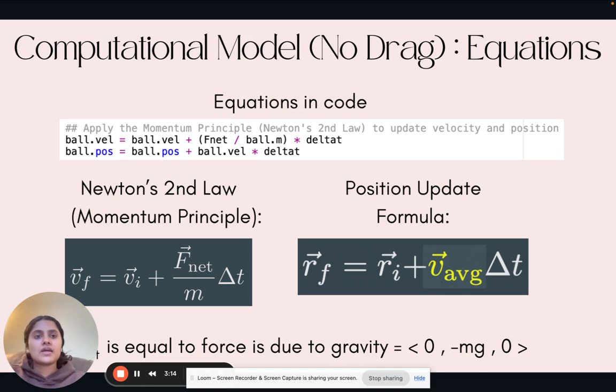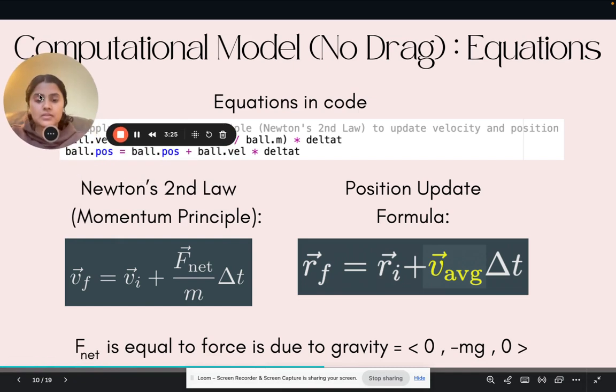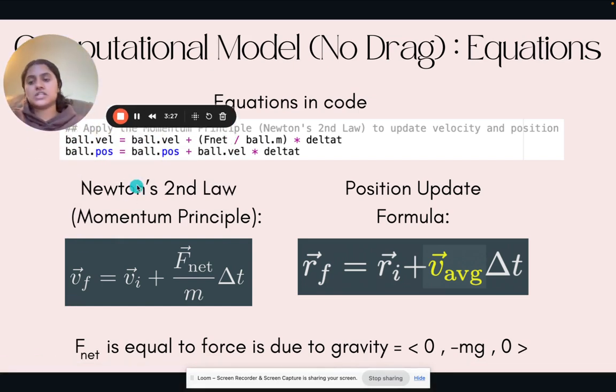So for my no drag, here are the equations that I'm using. I'm using Newton's second law, additionally known as the momentum principle. And then I have my position update formula. And additionally, F net is equal to the force due to gravity, which is stated here.